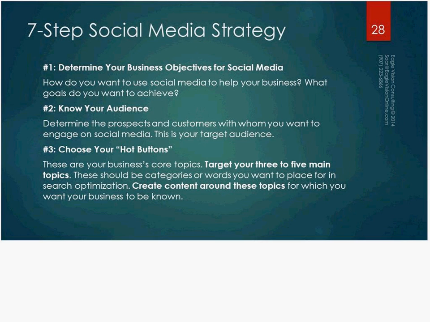So anyway, the 7-step social media strategy is basically the very first thing that you need to do is determine your business objective for your social media. Basically, what is it that you want to use the social media to help your business do? What's your goals? What is it that you want to achieve?